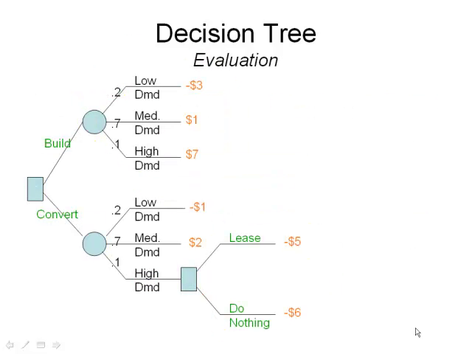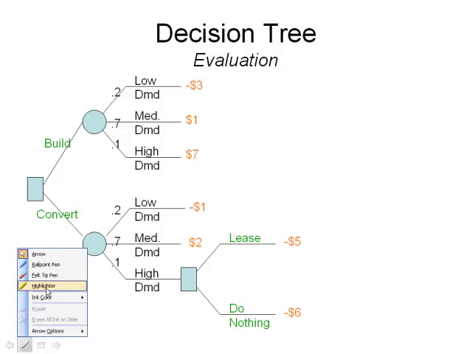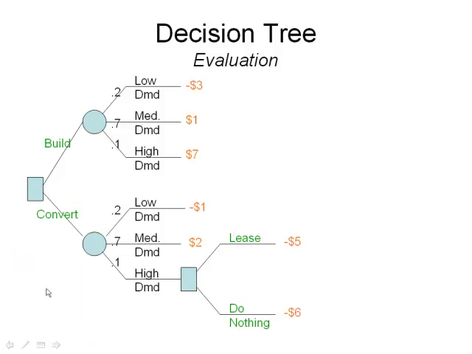Let's evaluate the decision tree that we've created for our facility expansion problem. Remember that we evaluate the tree from the right to the left, which means that we need to start with the decision that we would need to make at the end of year 2 if we convert and demand turns out to be high. That's indicated over here. We're faced with the decision to either lease or do nothing. If we lease, we lose $5 million. If we do nothing, we lose $6 million.